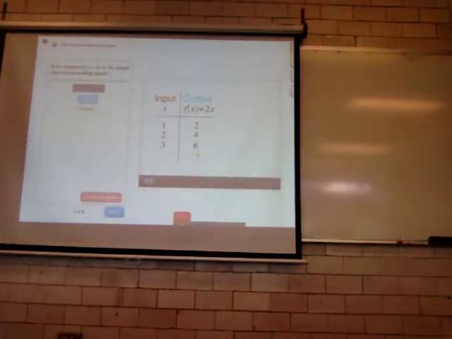What we have to do is find a number that, when multiplied by 2, gives us 18. Well, that number happens to be 9. 9 times 2 gives us 18. Okay.